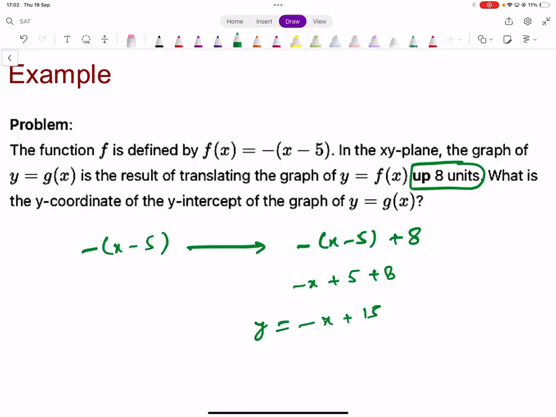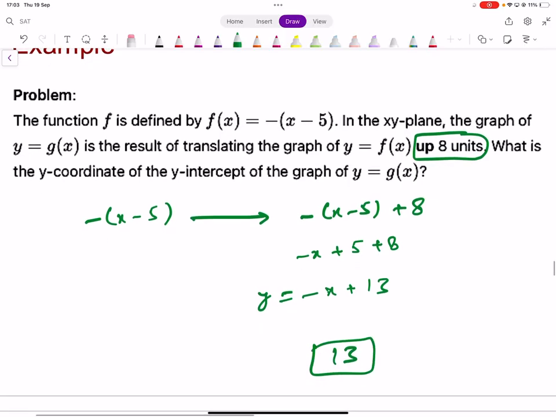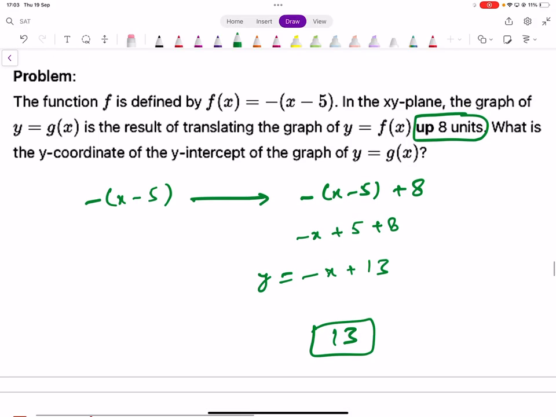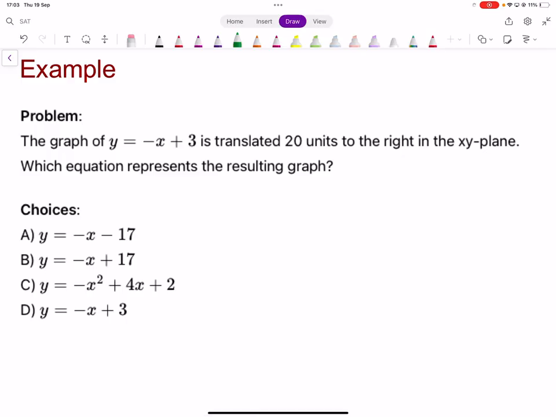What's the y-intercept of this function? 13. It's a straight line function, right? So the y-intercept is 13. Okay? No problems? Let's try this. Take 30 seconds, tell me the answer to this quickly.